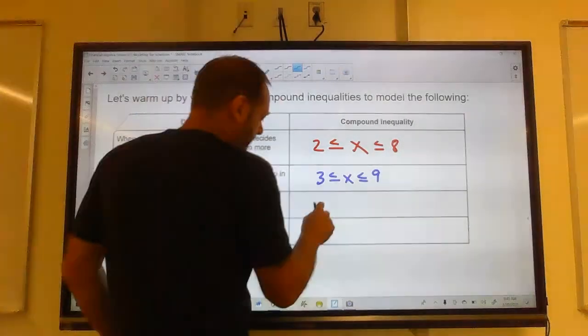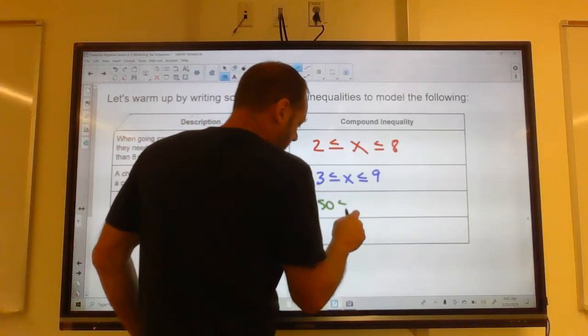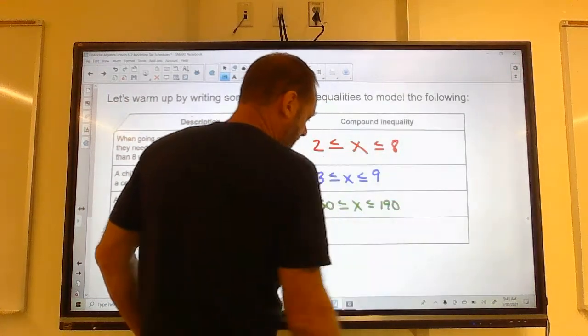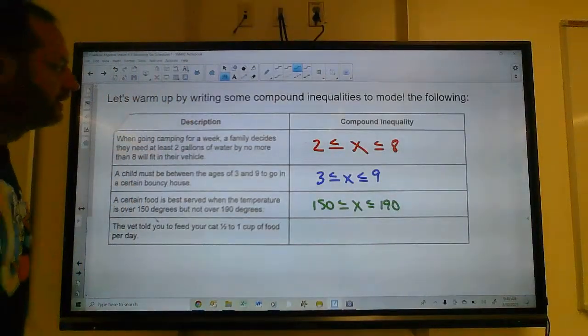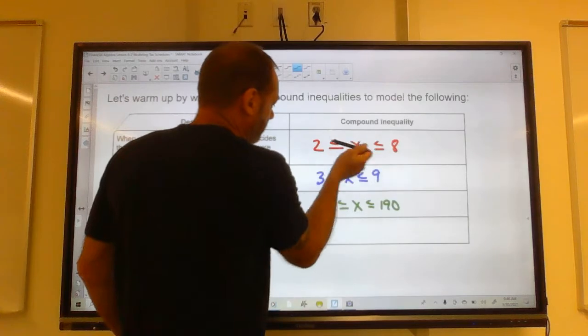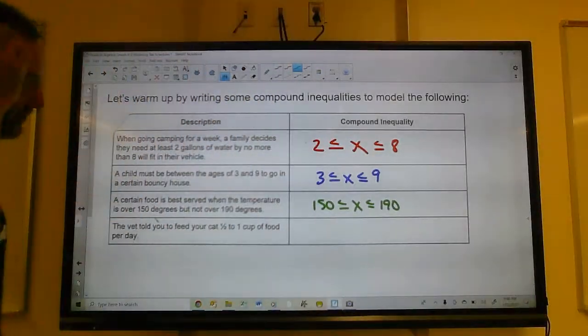Okay, so it would be 150 on the lower end, and it would be 190 on the higher end. Notice that all these less than or greater than signs always point to the left, okay? You always want the smallest number on the left.